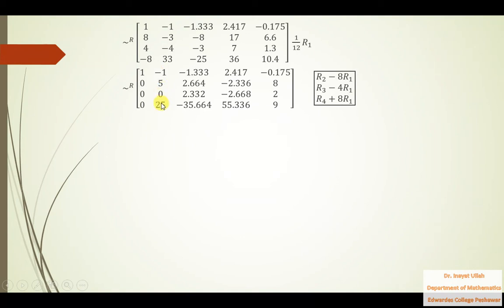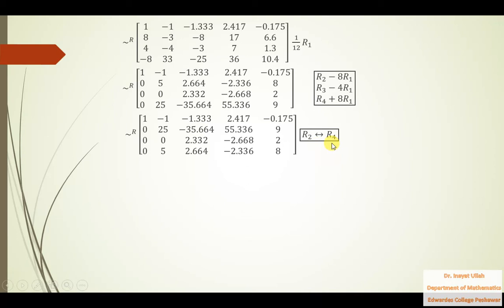So what is the largest element in this column? That is 25. 25 is the largest element in this column. So interchange this row with the second row, interchanging row 2 and row 4. So row 4 will become row 2, and row 2 will become row 4, and make this element 1. As I told you before, make this element 1.